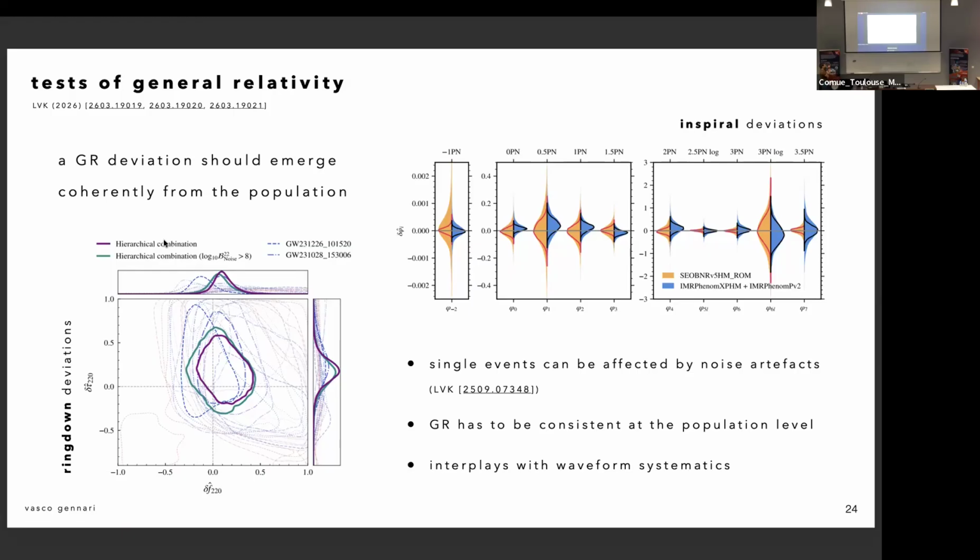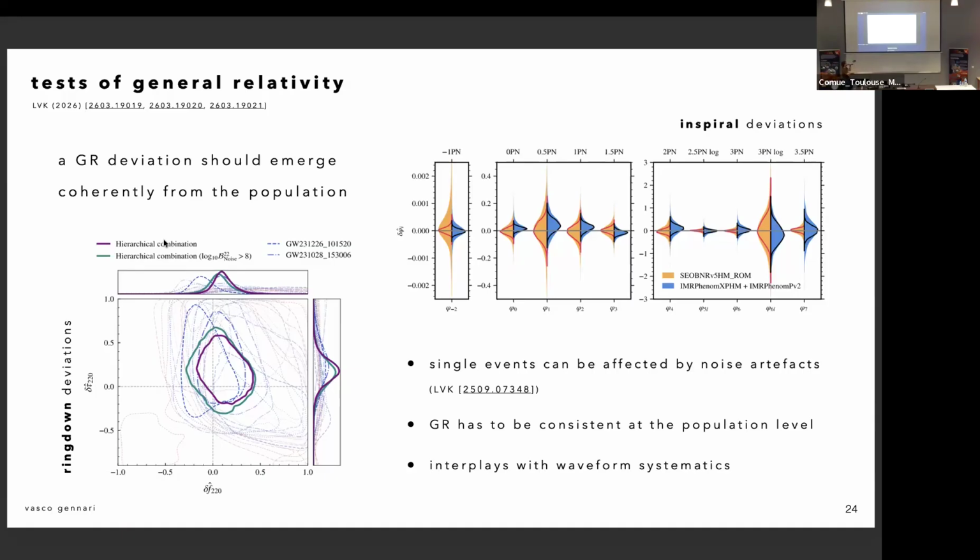But here I'm reporting 2 plots for 2 different analyses from the LVK paper again. One is including deviations in the inspiral, and the other one is including deviations in the post-merger. Suppose you analyze one event and you get one deviation, are you going to claim that you have observed a GR deviation, especially given everything you heard about the properties of the noise, the detector characterization? That's going to be very hard to believe.